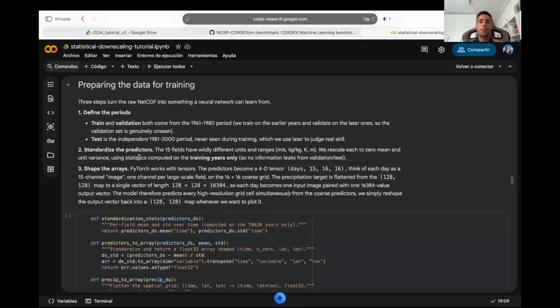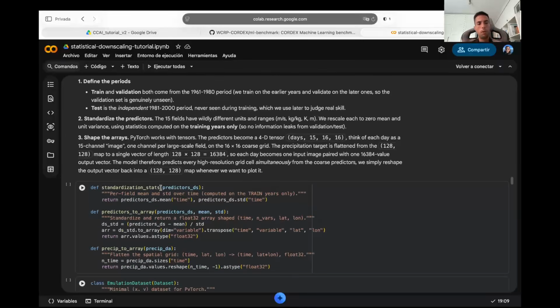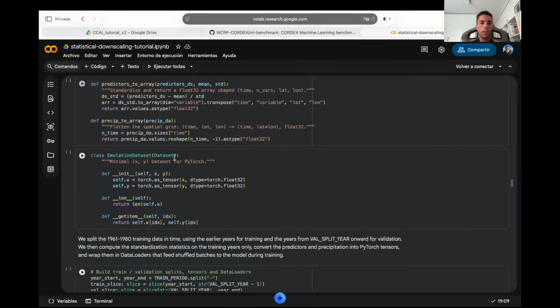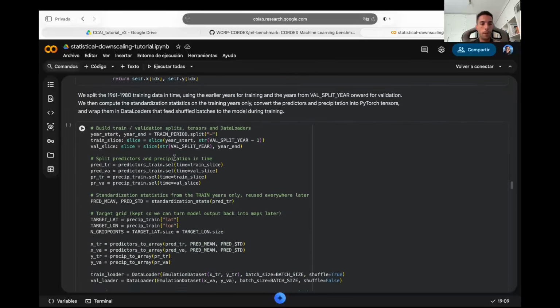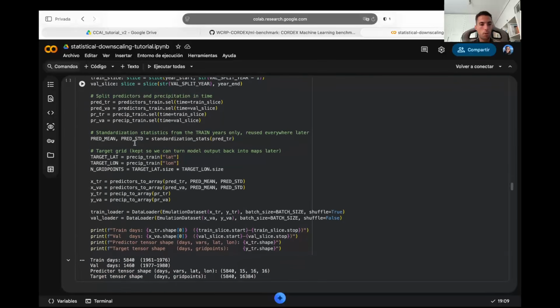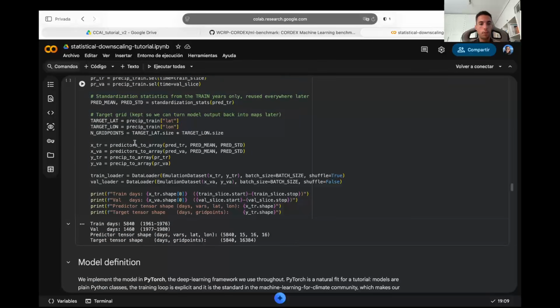We are going to standardize the predictors, as is usually done with machine learning and deep learning models. I'm also going to go from Xarray to PyTorch, so I can use that data for training a PyTorch model. Again, you have the details of the code in the notebook. Here I split the data into training and validation, I format the data for the model, and so forth.